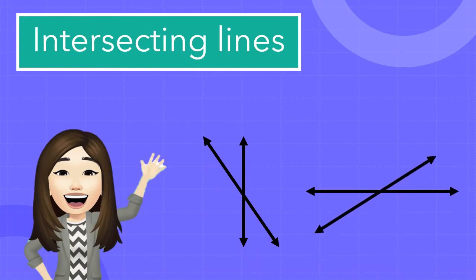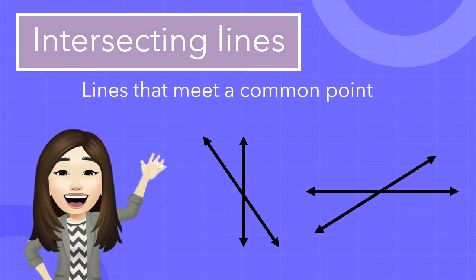What can you say about these lines? Do they form square corners? These lines are not perpendicular lines because they do not form square corners. They are called intersecting lines. These lines meet at a common point.